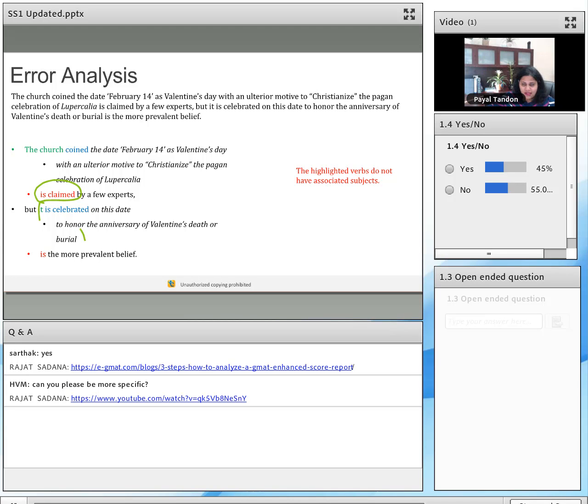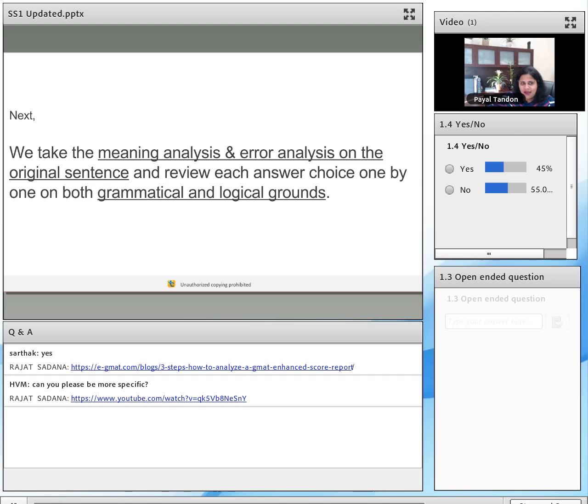There is nothing fancy about the sentence. There's no other fancy error here, okay? Now, you take this meaning analysis and this error analysis done on the original sentence, okay?